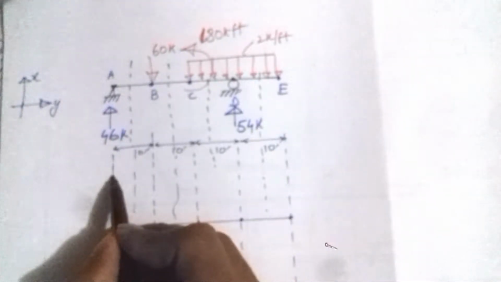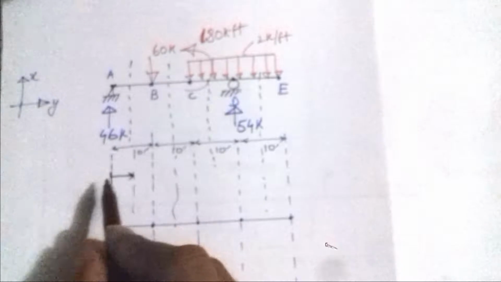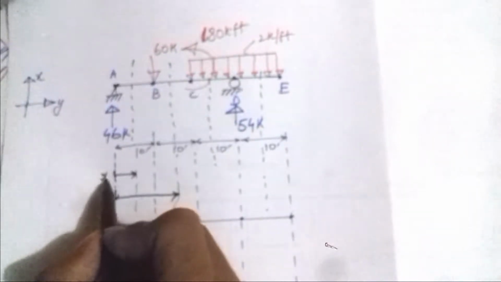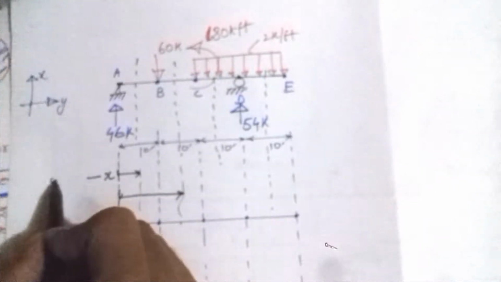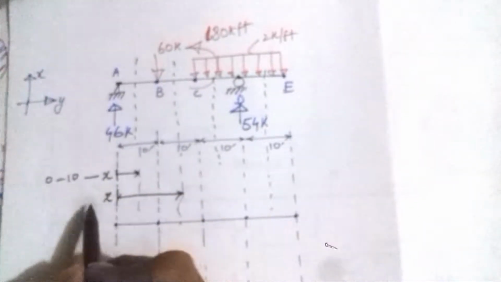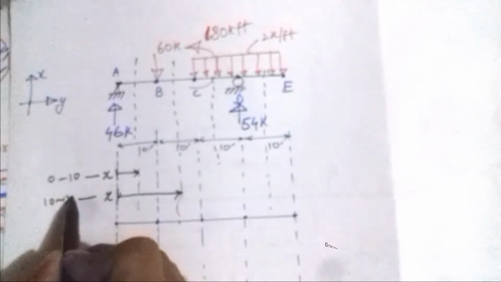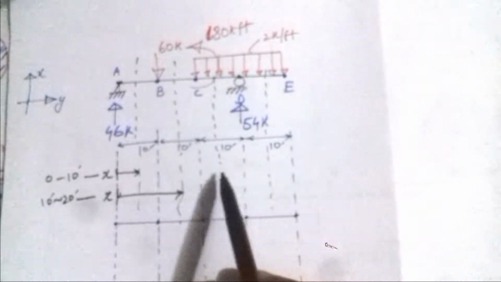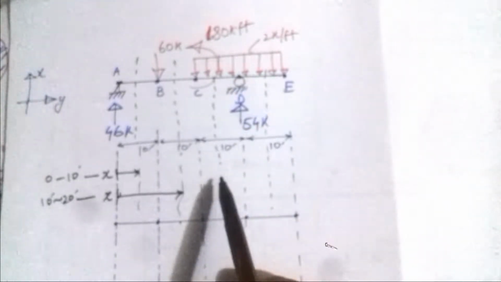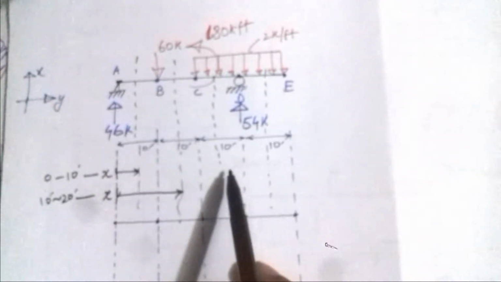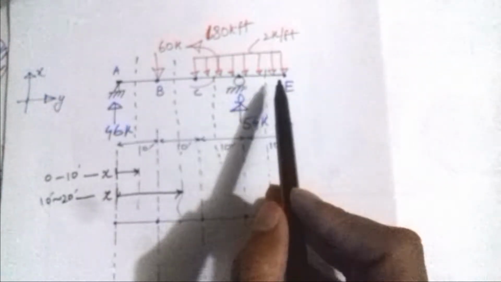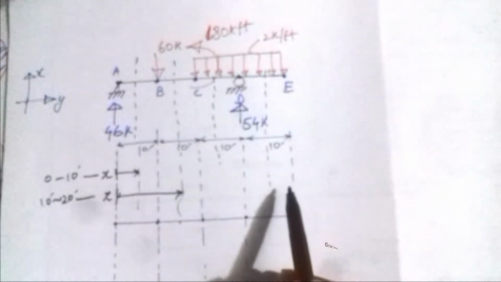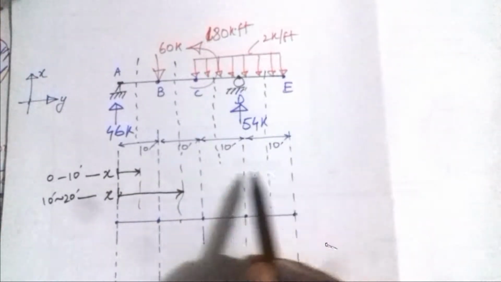So I can say this is the first section, this is the second section. For this section, x goes from 0 to 10. For this section, x goes from 10 to 20 feet. Now for these last two, I have two options. I can either move from left to right, or I can move from right to left. Because it is a cantilever portion, I can use a trick here: instead of going from left, I will go from right.